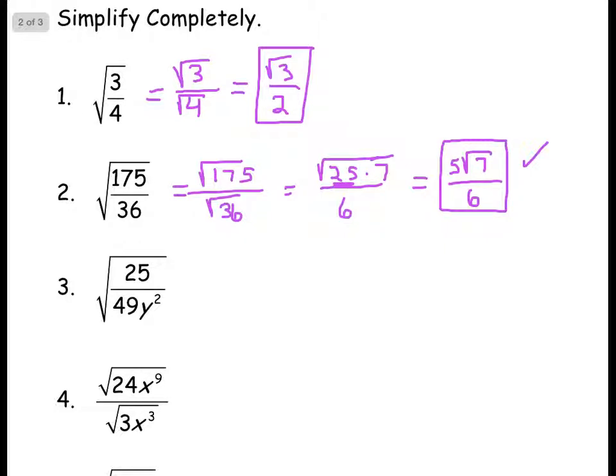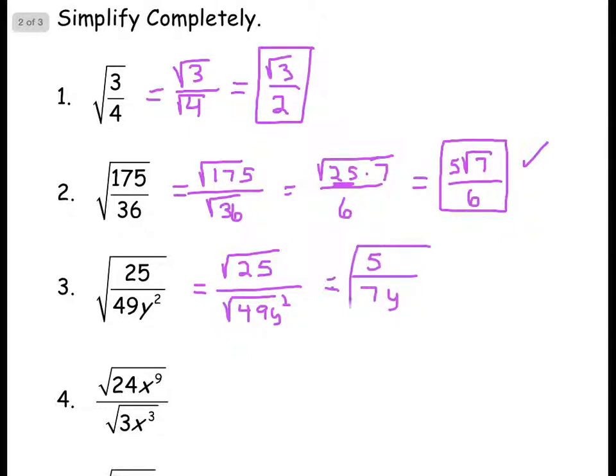All right, let's look at number 3. Again, we're going to break this into two separate radicals. So radical 25 on top, then radical 49 y squared. I can see I've got some perfect squares here, so this is going to be pretty easy. The top just becomes 5, the square root of 25, and on the bottom, the square root of 49 is 7, and the square root of y squared is y. So now I have a simplified radical.